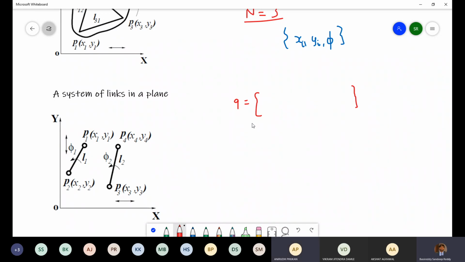And what will it be if you consider 5 instead of... yeah, okay, you can consider 5. So then it'll be 6. So what will be the degrees of freedom finally? 6. And what are those degrees of freedom? X1, Y1, Phi1, and X3, Y3, Phi2. Okay.